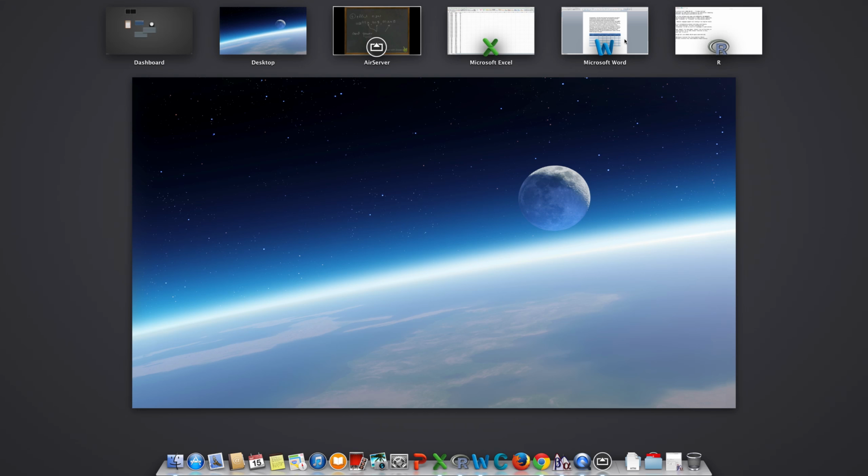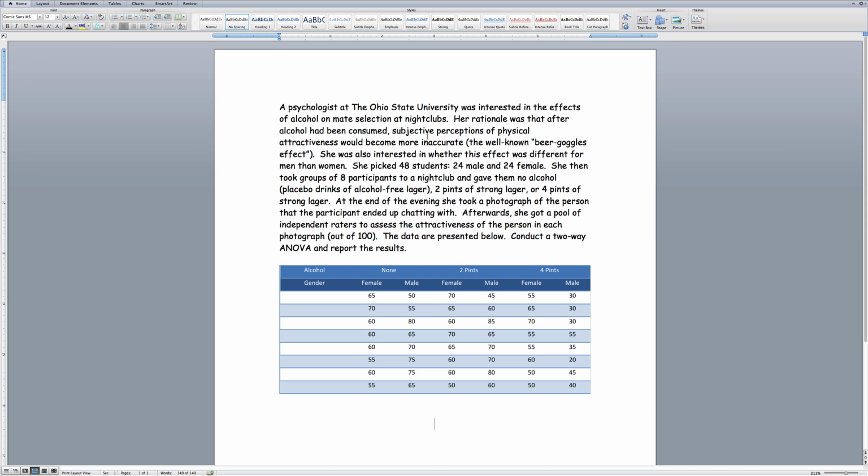All right, gang. First thing, here's the problem. It's a psychologist at the Ohio State University. I don't know why that annoys me, but it does. Was interested in the effects of alcohol on mate selection in nightclubs. The rationale was that after alcohol had been consumed, subjective perceptions of physical attractiveness would become more inaccurate. This is what we call, well, they say it's a well-known beer goggles effect.